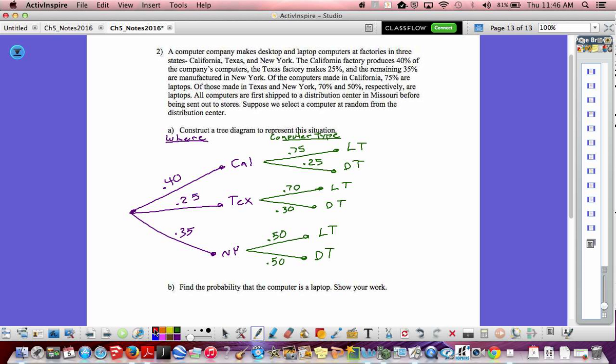So then, it's just a matter of multiplying our probabilities to get each and every single outcome. So, 0.4 times 0.75, if you trust me, I believe is 0.3. And 0.4 times 0.25 is 0.1. 0.25 times 0.7 is 0.175. 0.25 times 0.3, 0.075. 0.35 times 0.5, 0.175. 0.35 times 0.5, 0.175.